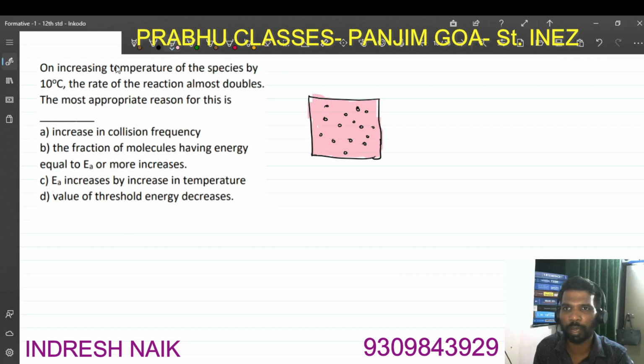So whenever we supply a temperature, means when we supply heat, what happens? Entropy, the degree of randomness, increases. These particles tend to move with a higher speed and collisions increase. So with an increase in temperature, the collision frequency increases, and that's why this is the appropriate answer. And that's why the rate of the reaction almost doubles.